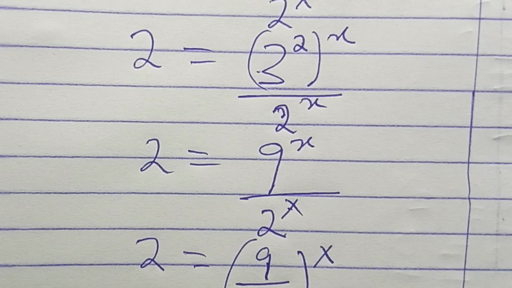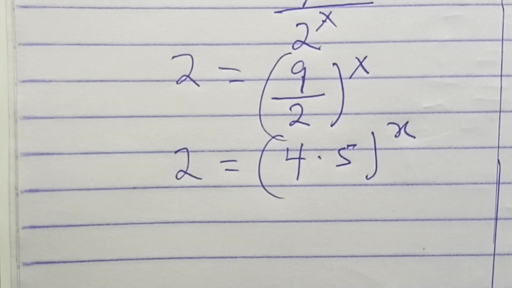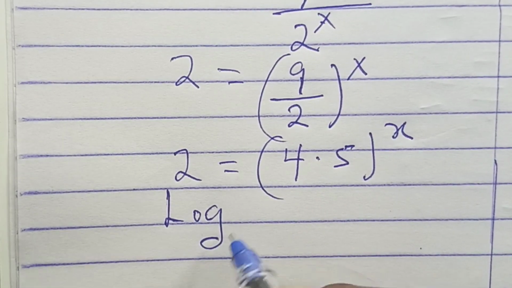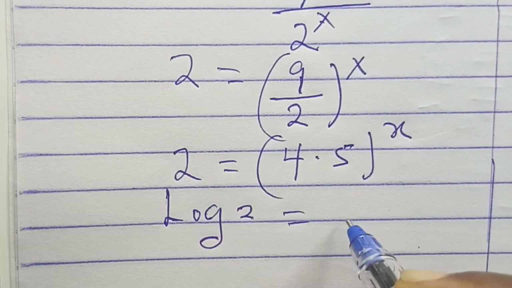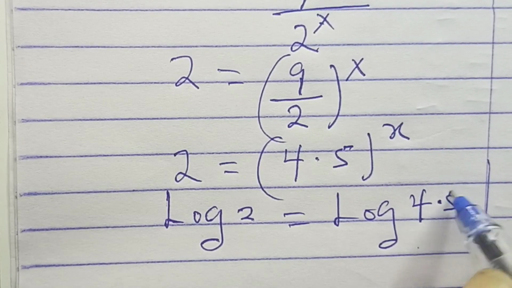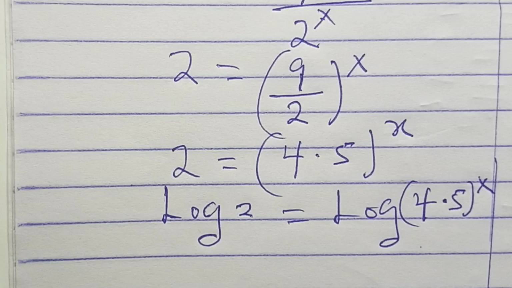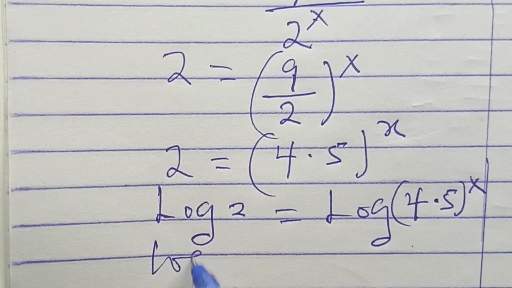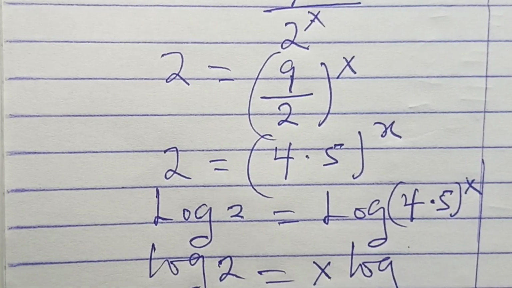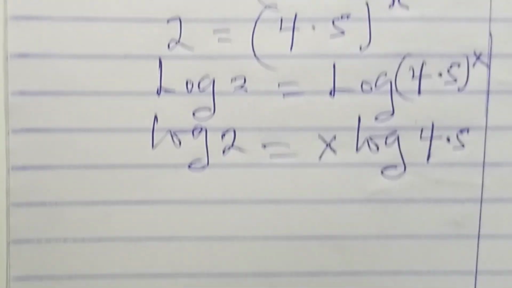Then to find x, we can take the logarithm of both sides now. Log 2 equals log 4.5 raised to the power x, then log 2 equals x log 4.5 from the rules of logarithm.